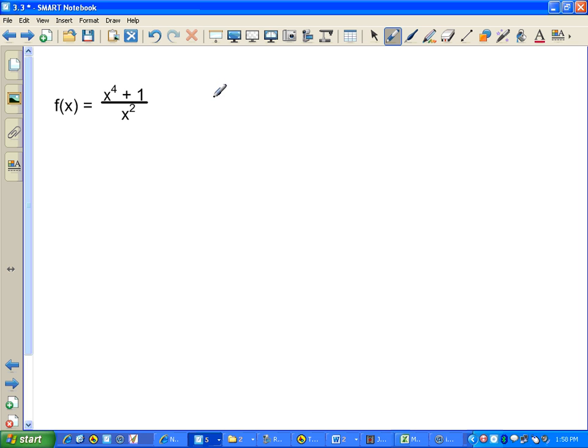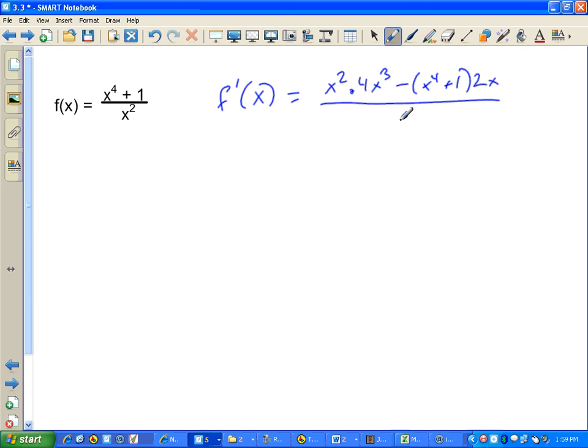Okay, so I'm going to start the same way. I need to find my critical points. So I'm going to find the first derivative. This requires the quotient rule. So I'm going to take bottom times the derivative of the top, which would be 4x cubed, minus the top, x to the 4th plus 1 times derivative of the bottom, which is 2x, divided by the bottom squared, which would be x to the 4th.